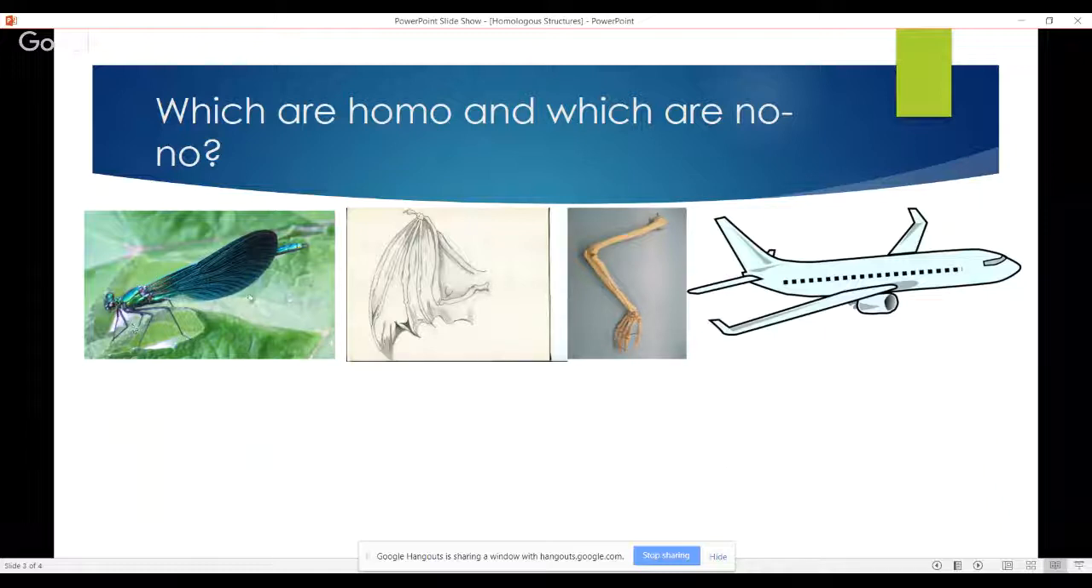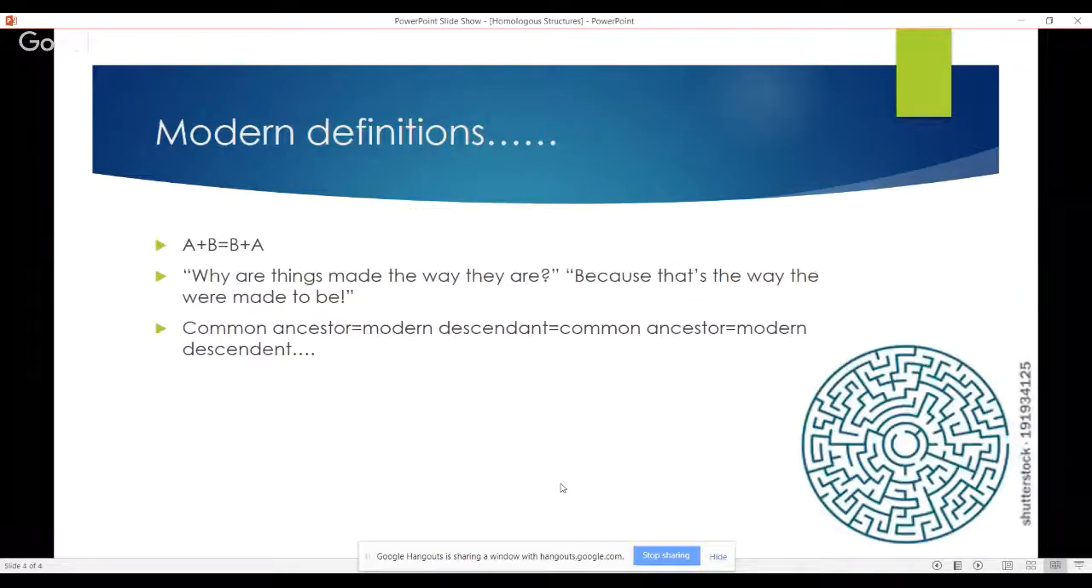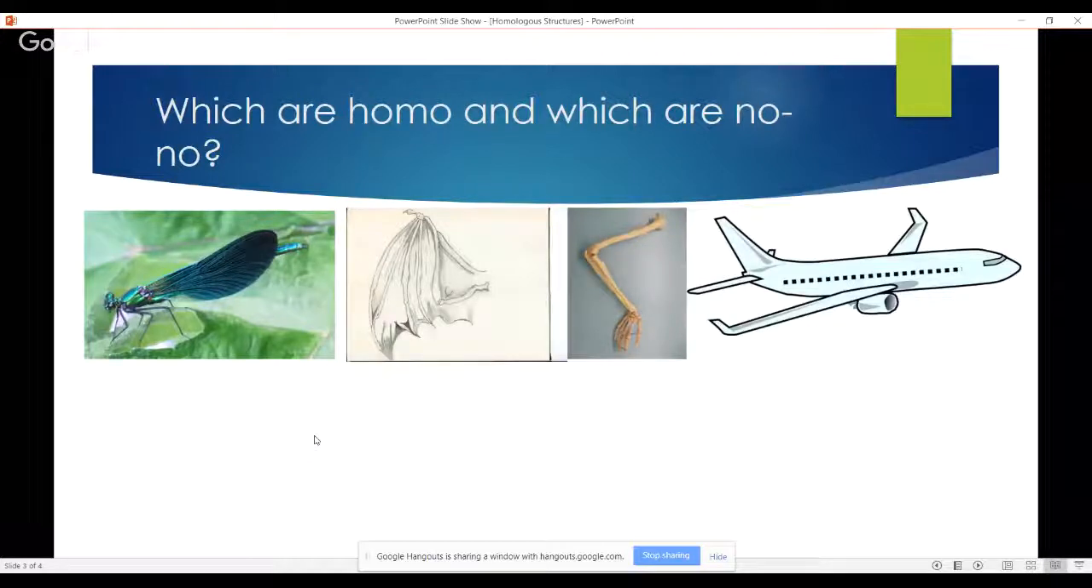So we're going to start here with this damselfly. And we see there's something in common with all these pictures. Almost all of them. The damselfly, the batwing, and the plane all have to do with flying. And then there's this weird one of this human arm. Sorry about that. We might originally want to just group those 3 together and say they're homologous. But it's about structure, about the form that it's in.